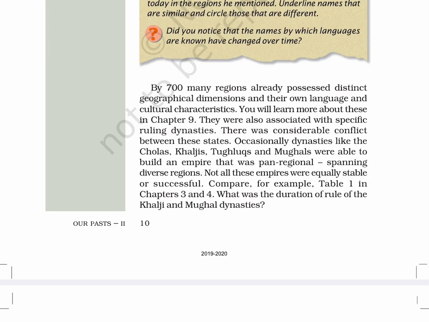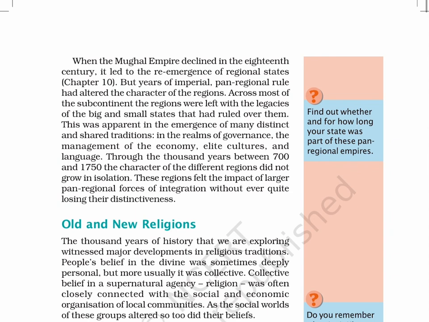Page 11. When the Mughal Empire declined in the 18th century, it led to the re-emergence of regional states. Chapter 10. But years of imperial, pan-regional rule had altered the character of the regions. Across most of the subcontinent, the regions were left with the legacies of the big and small states that had ruled over them. This was apparent in the emergence of many distinct and shared traditions in the realms of governance, the management of the economy, elite cultures and languages.